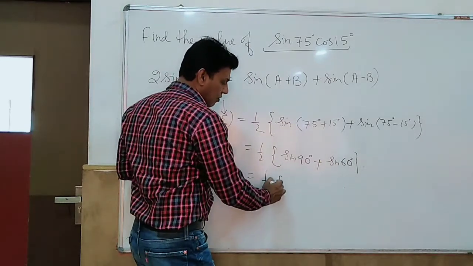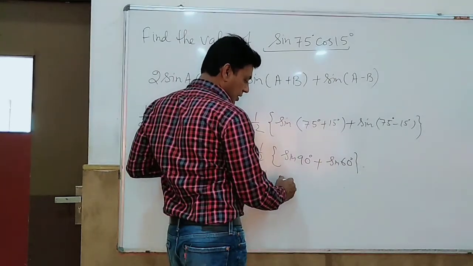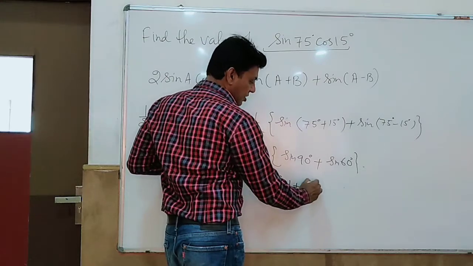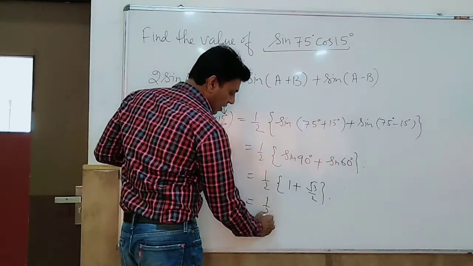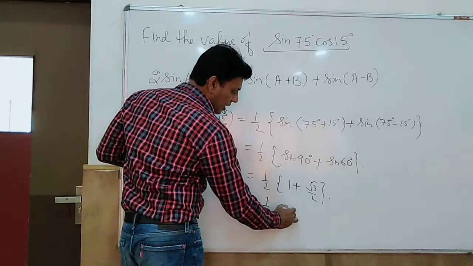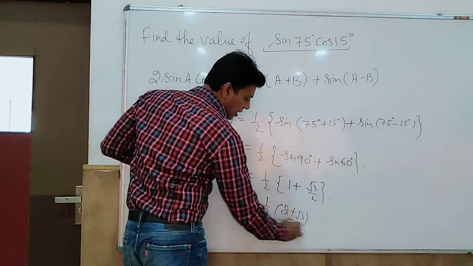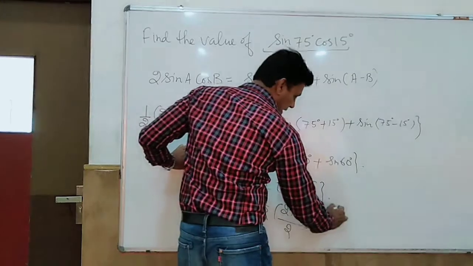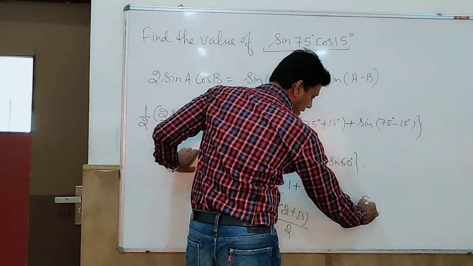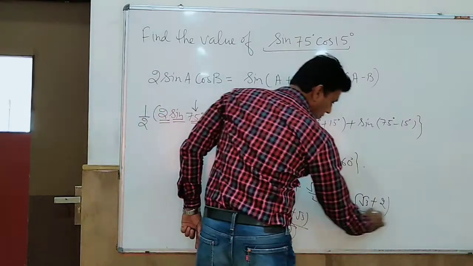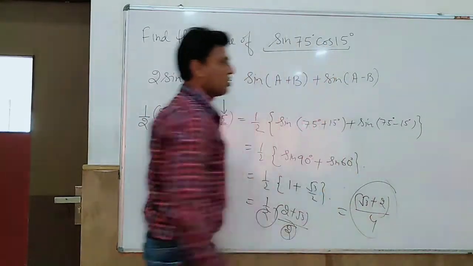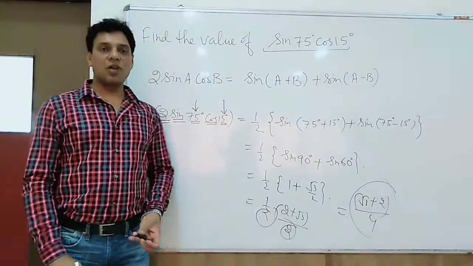So half, sine 90 degree is 1 and sine 60 degree is under root 3 by 2. So we can simplify it. Cross multiplication: 2 plus under root 3 upon 2. That is, your answer is under root 3 plus 2 upon 2 into 2, that is 4. So this is your answer. So this way we can solve the question.